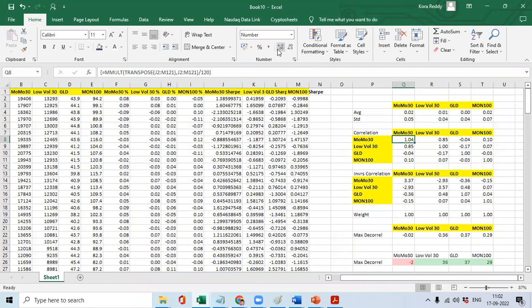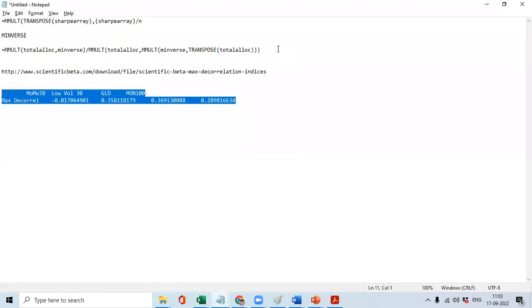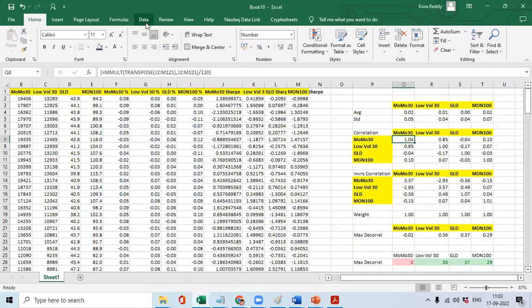It's a simple, that's what my guys tell me, who understand the matrix multiplication and all this stuff. So the step is this one. You use MMULT, transpose of the array and the array, divided by count. How many months you are looking at. I will send you these formulas. Right, and then this is a control shift enter function.